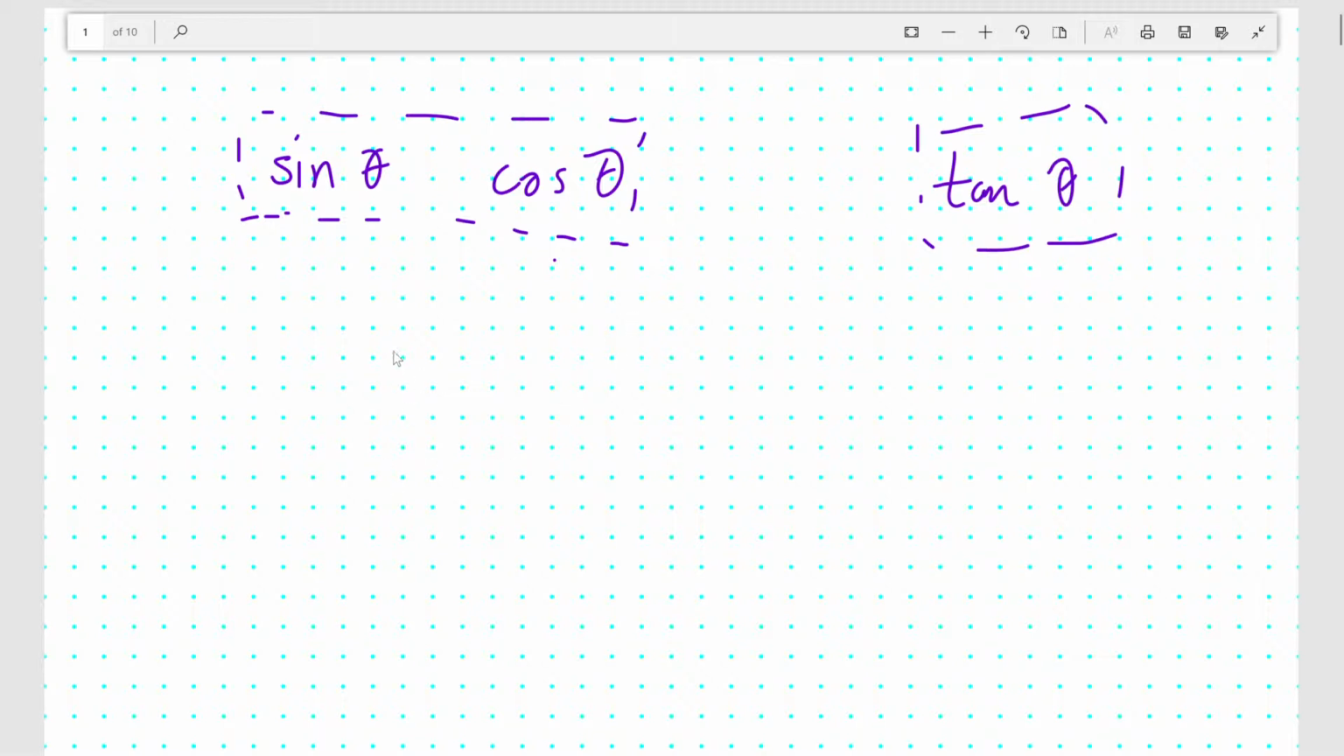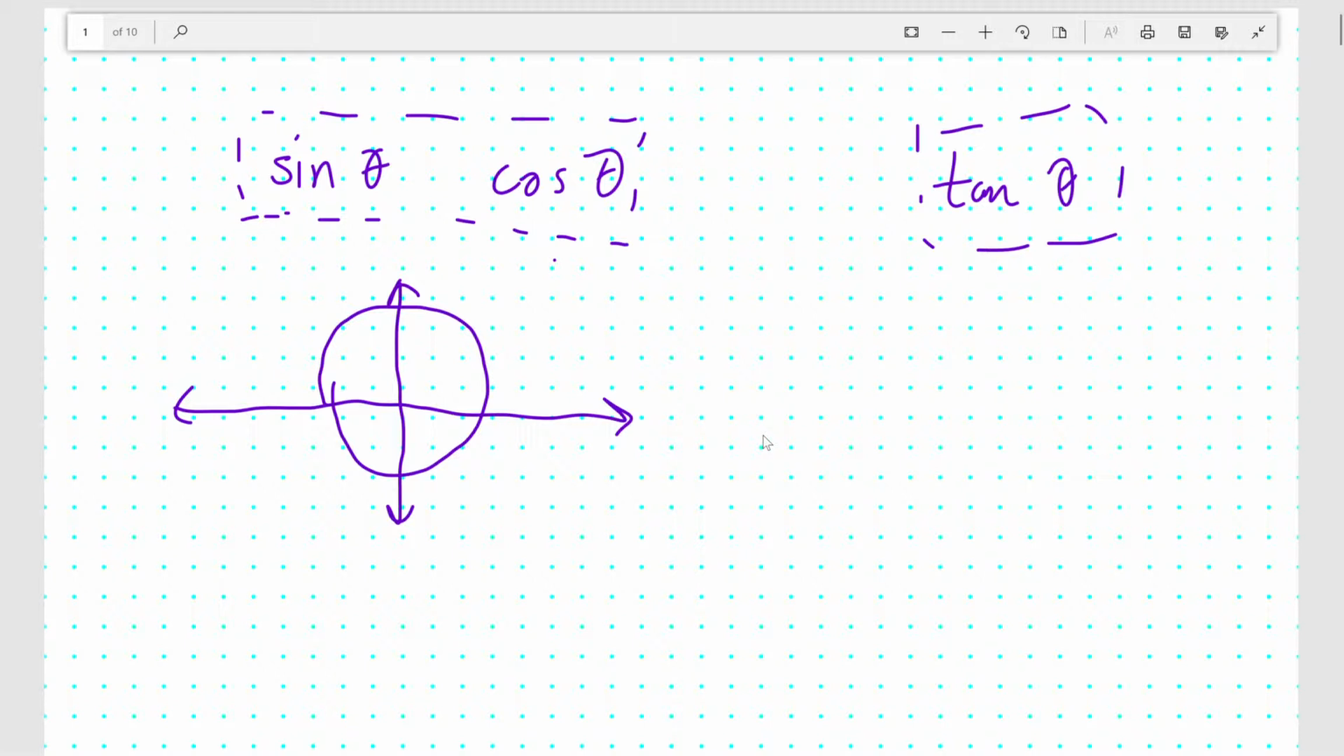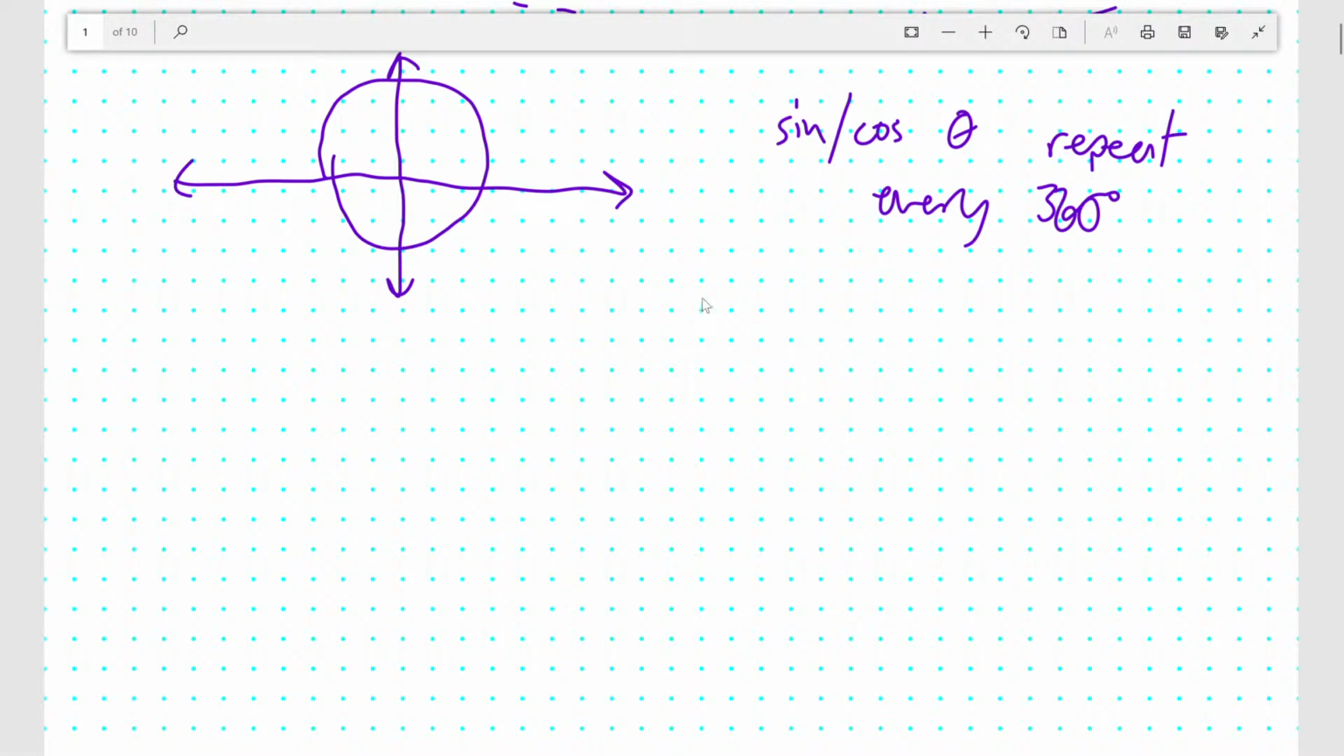Alright, so say you have the unit circle and you're going to make your observations as theta rotates from 0 to 360. Now, remember that we figured out that sine and cosine theta repeat every 360 degrees. So let's just first try and find out the graph from theta equals 0 to 360 degrees. And I'm going to make markings at 180, 90, 270 degrees because those seem significant.